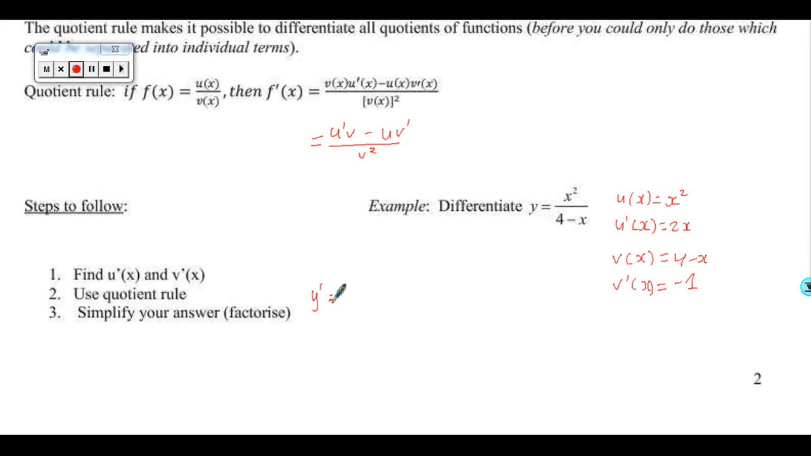So now I can do the derivative. y prime, okay, start with the formula, it's always good. u prime v minus u v prime over v squared, and let's substitute in there. I get 2x times (4 minus x), don't forget to use brackets, minus, watch out, there's minus here, x squared, and v prime is -1, divided by v of x squared. So let's use brackets here too to square that.